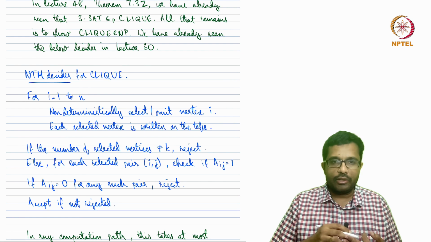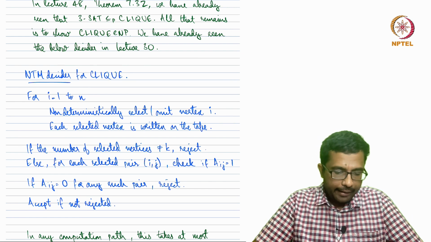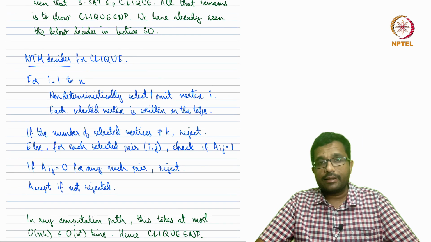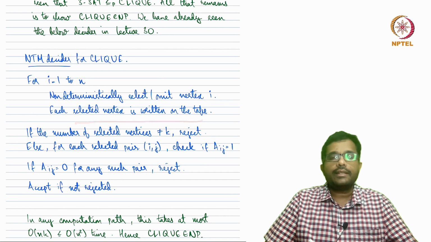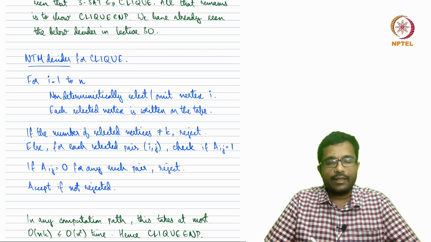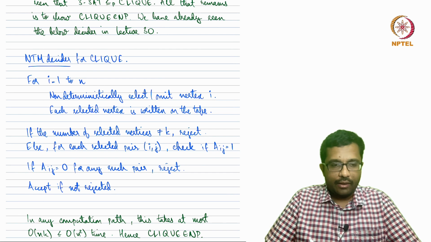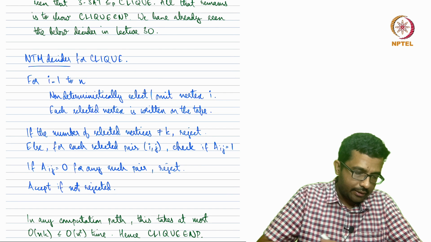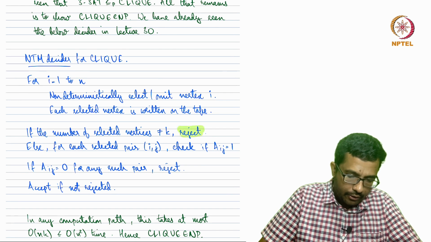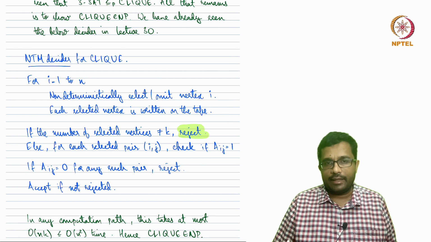3, non-deterministically decide to select or skip that vertex, and so on. At the end you have a subset of vertices, right? Now you just check: does the set have size k? If the set has size k, we continue. If it does not have size k, we reject. So that's the first step. We have chosen a set non-deterministically. If it does not have the desired size, we reject.